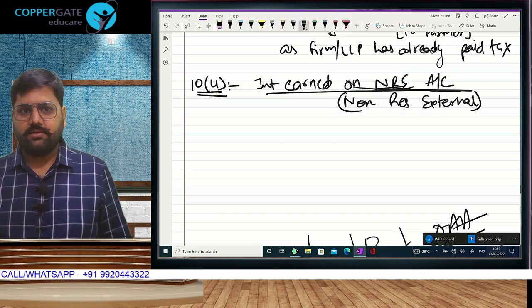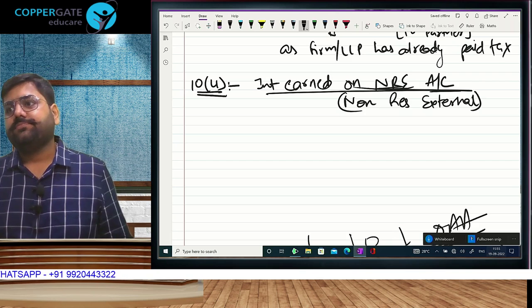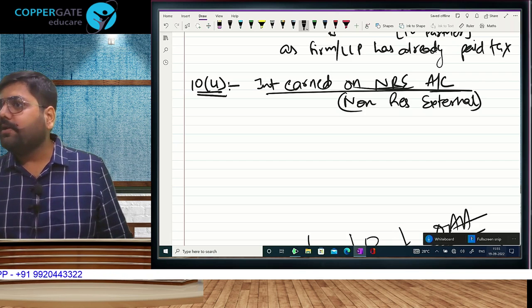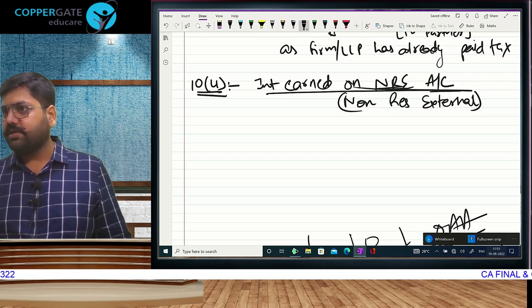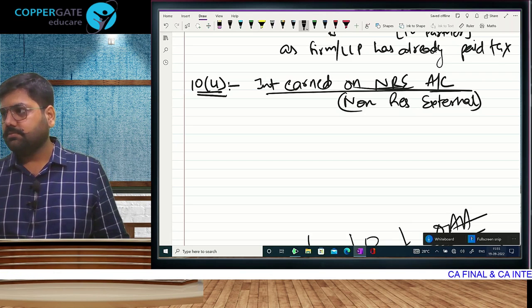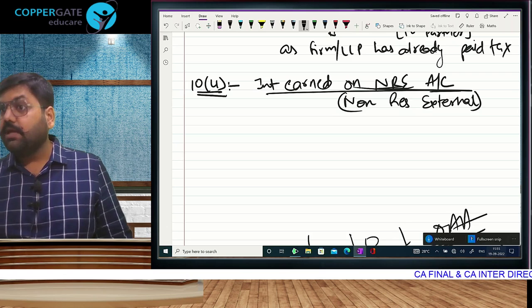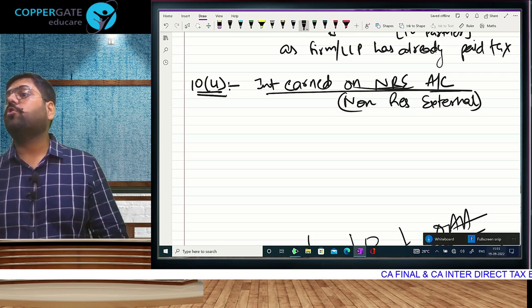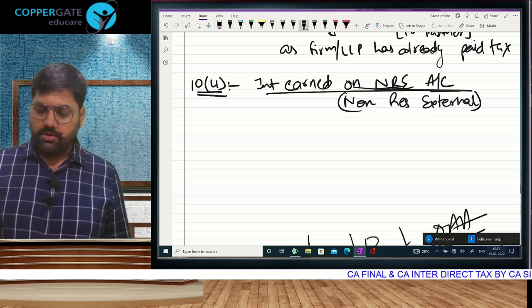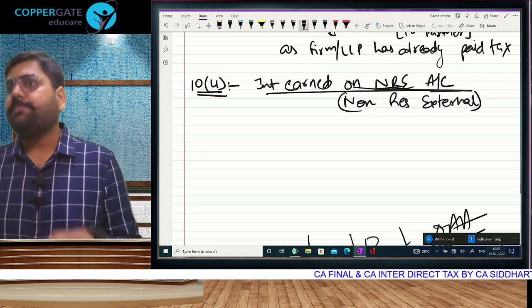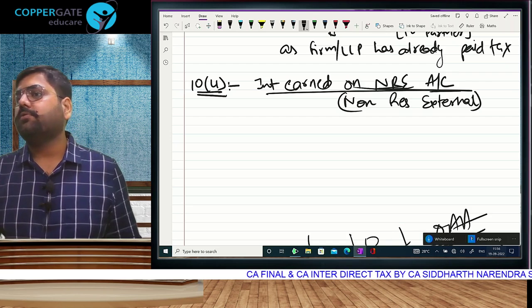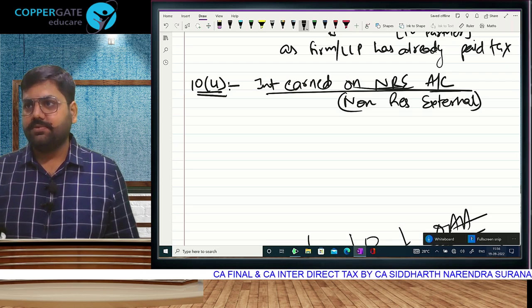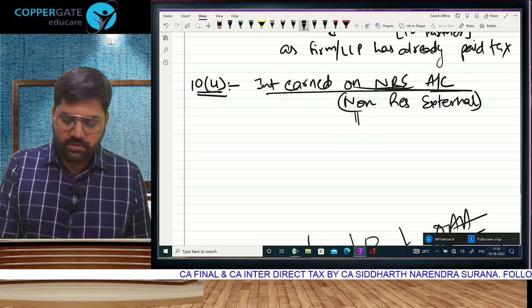Non-Resident External. Non-resident means people who ordinarily don't stay in India. They are allowed to maintain a special account called NRE account. If you open a bank account, that bank account will give you interest. Any interest earned on NRE account is going to be exempt, subject to the following two cases.